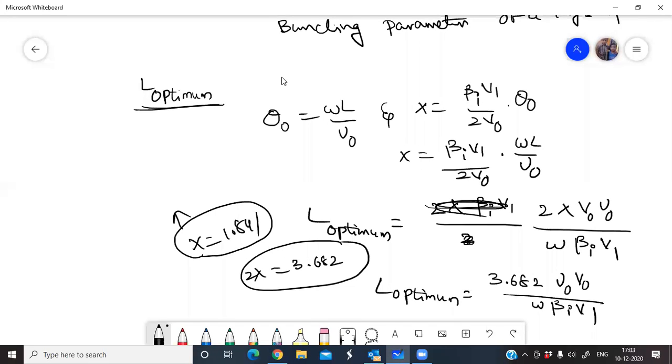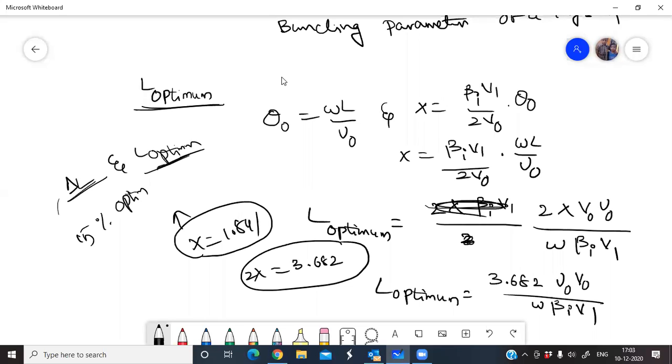Because of this distance, you will get 15% more. That means what I want to say is, we already have the equation delta L equal to something, and the distance given by that equation is 15% less than the optimum distance. That means we have two formulas, delta L and L optimum. So delta L is 15% less than the optimum distance.